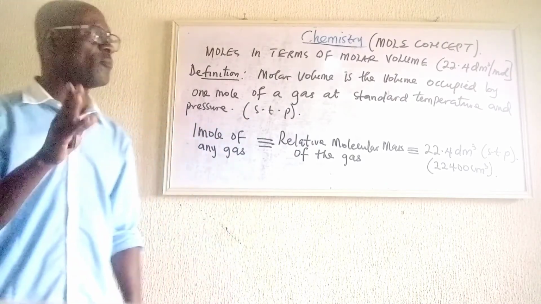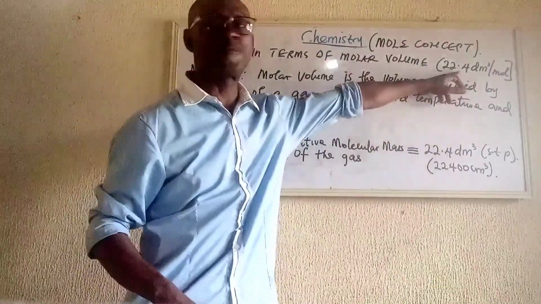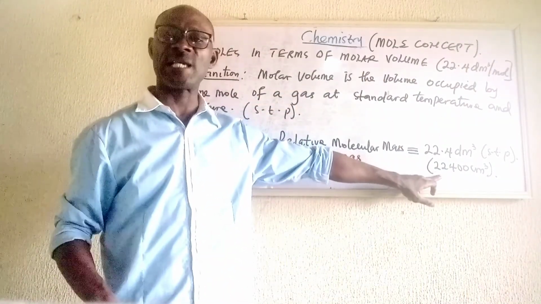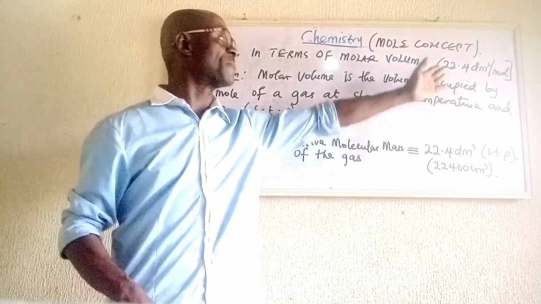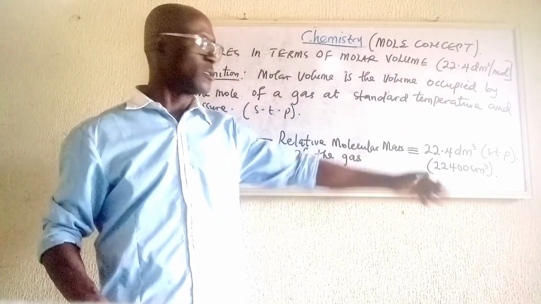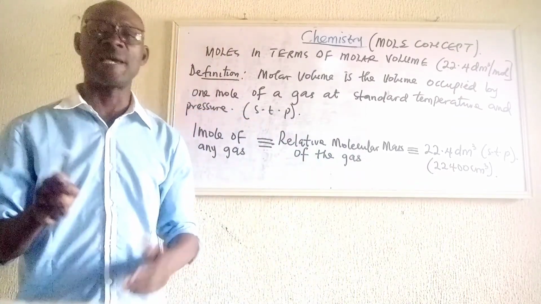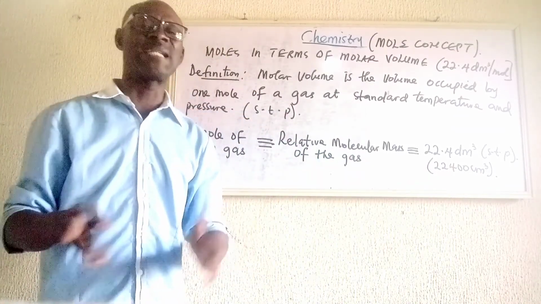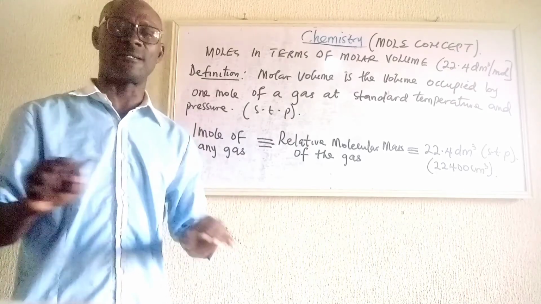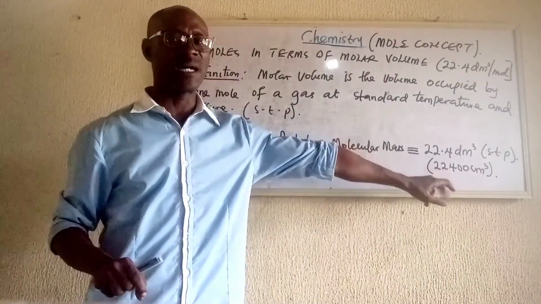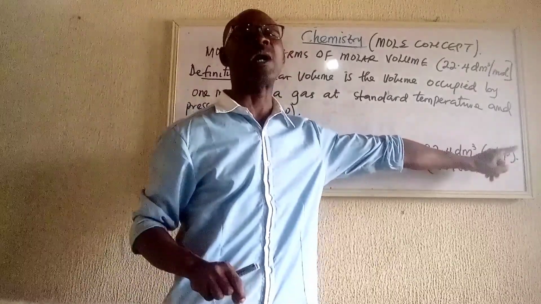The value for molar volume is 22.4 dm³, which can be converted to cm³ by multiplying by 1000. We get 22,400 cm³, meaning that 1 mole of any gas will occupy this amount of volume at standard temperature and pressure.